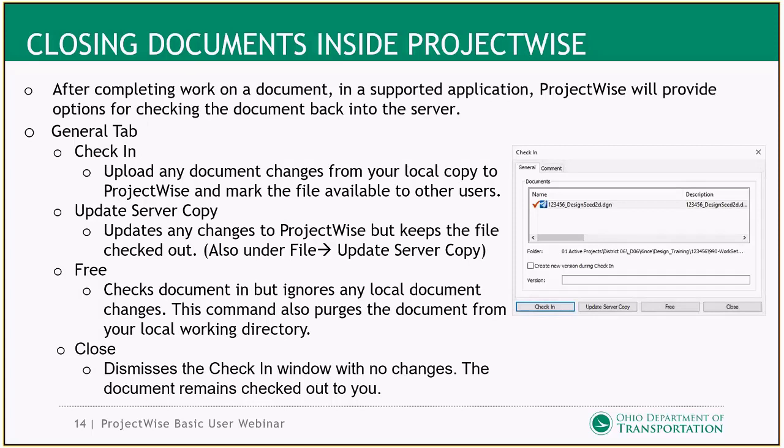And the third option we have here is free. This could be your worst enemy or your best friend. If you hit free, it purges everything you've done. So if you've messed up on a document, free is your best friend there. You can just hit free, it checks it back into ProjectWise, and purges all those changes. But then again, if you've made changes that you do want to keep, you want to make sure you do one of the first two options, because again, it purges it, so you'll lose all that information.